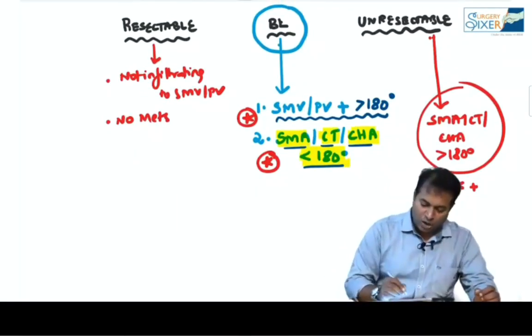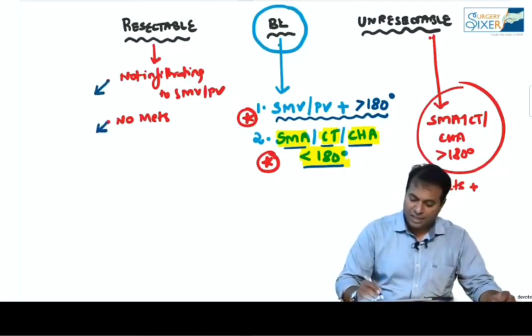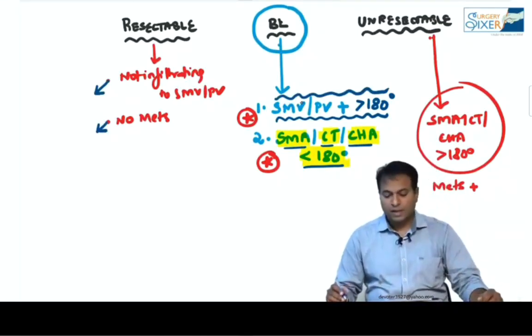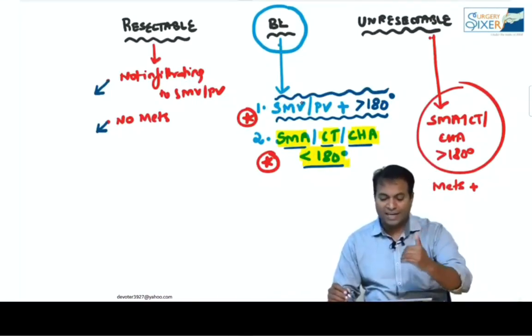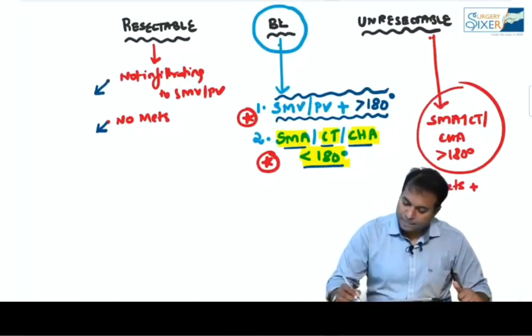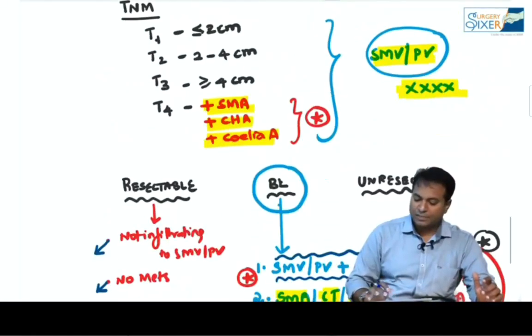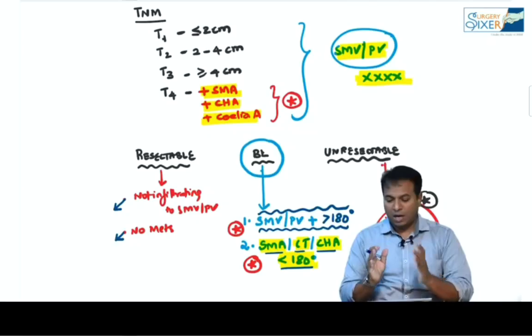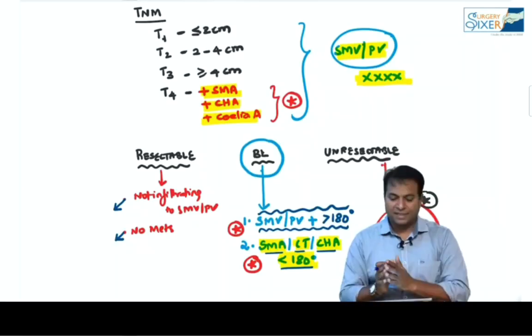So resectable tumors are not infiltrating any vessel, no mets. Borderline resectable is superior mesenteric vein or portal vein infiltrated more than 180 degrees, or superior mesenteric artery, celiac trunk, common hepatic artery less than 180 degrees. And unresectable tumor is this. Okay, this point you should not forget. Don't forget the TNM staging and borderline resectable points in pancreatic cancer. These are usually not asked in the national board exam, but these are high focus points from the JIPMER exam. Okay, please remember these points.